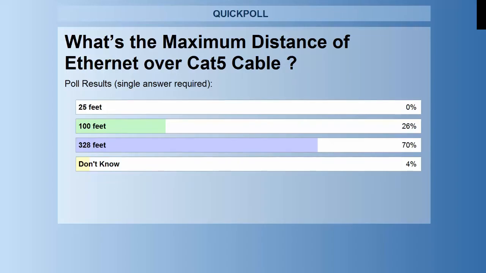Oh, good. Most of you have a little bit of experience. That 328 feet is actually 100 meters, which is the round number that folks on the international front like to use. Now, 100 meters is by design specification. There are circumstances where you could go significantly less than that, based upon external interference or low quality cabling if you're using something that was installed a while ago. Like an auto manufacturer's claim, your mileage may vary, but that's the design spec. And I've seen people go over 300 feet without problems.